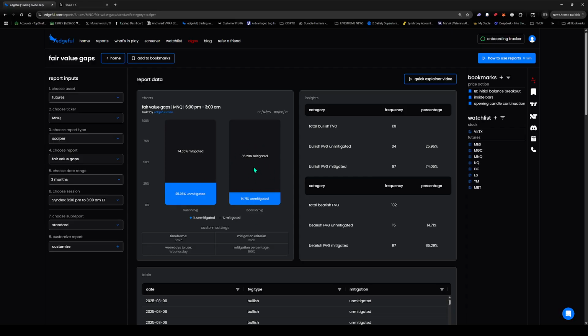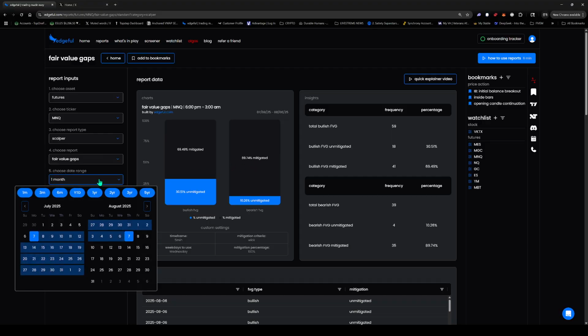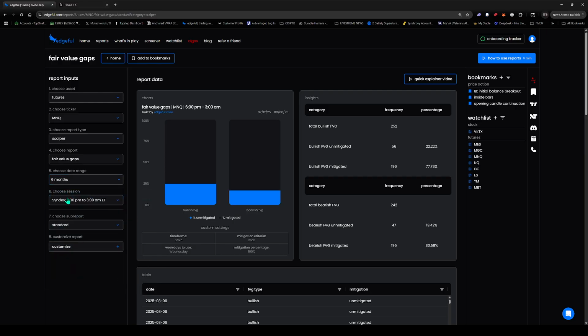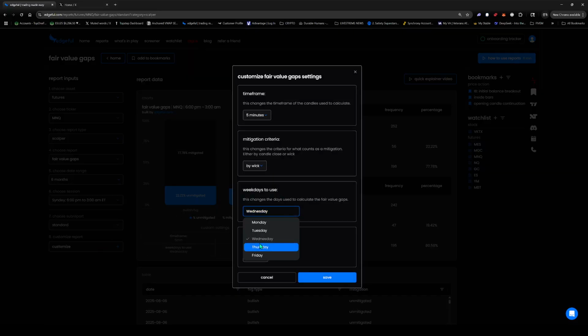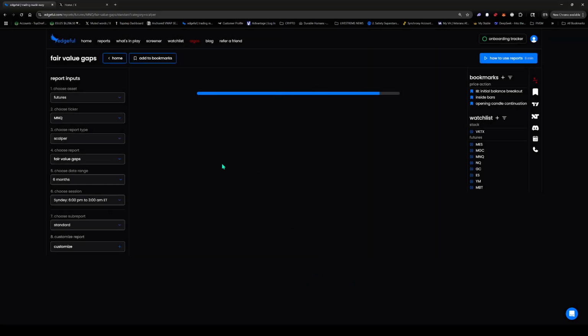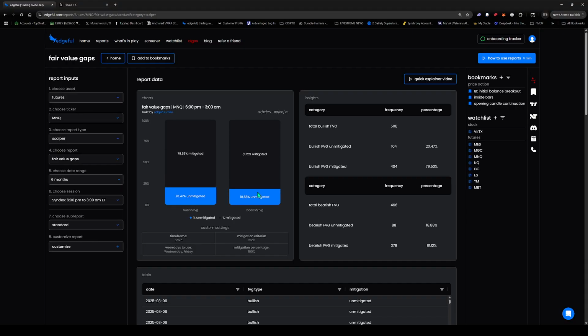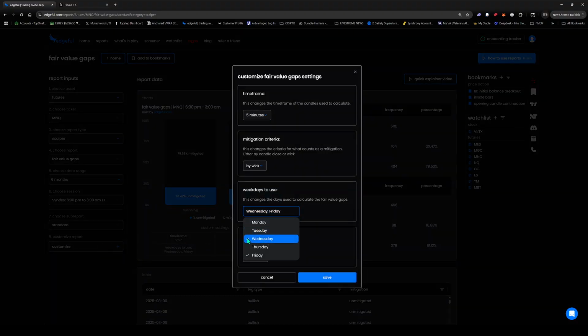Same thing with these bearish fair value gaps. 85% of the time, they've been mitigated over the last 3 months. 89%, so even more so. And that's 100% mitigated, by the way. And 80%. So the bearish fair value gaps are getting mitigated a little bit more. Let's go by, that's on Wednesdays. Disregard that. Let's get rid of Wednesdays. Let's look on Fridays, because Sydney Friday is basically where we're at right now. 79 and 81% of the time.